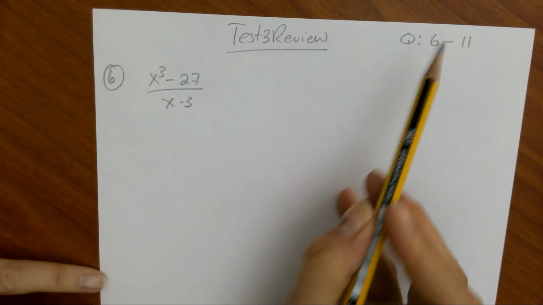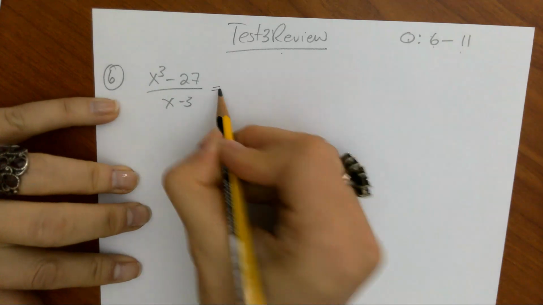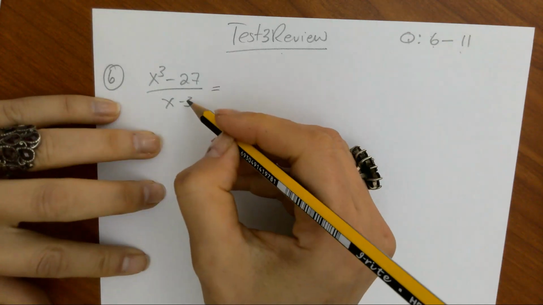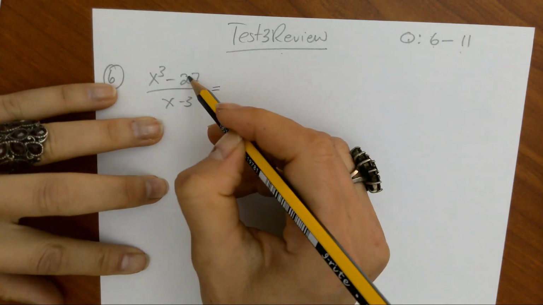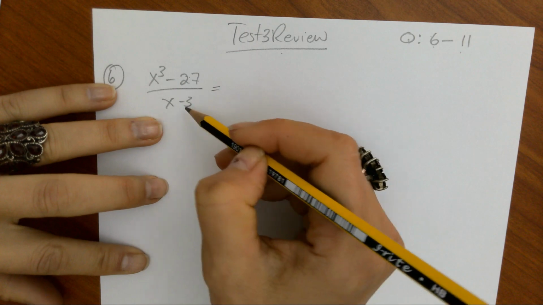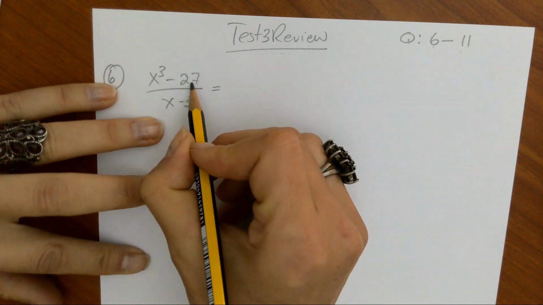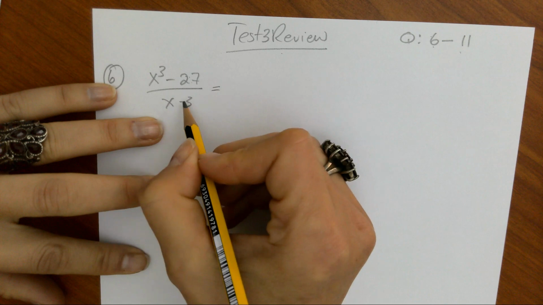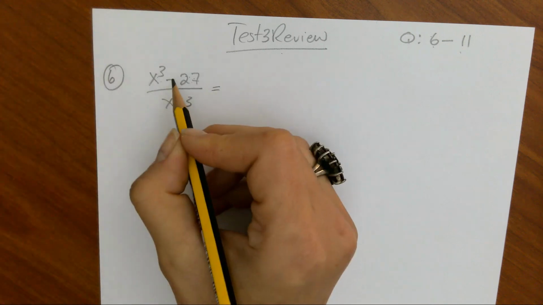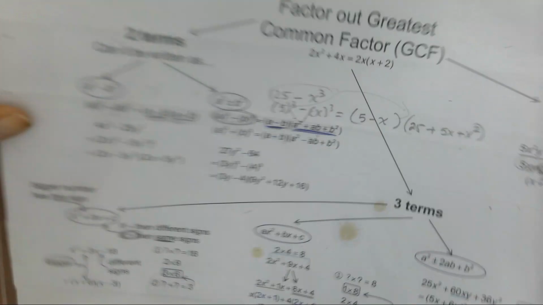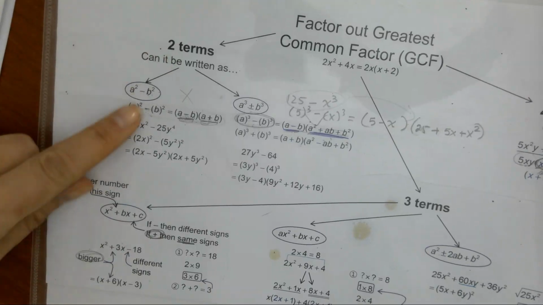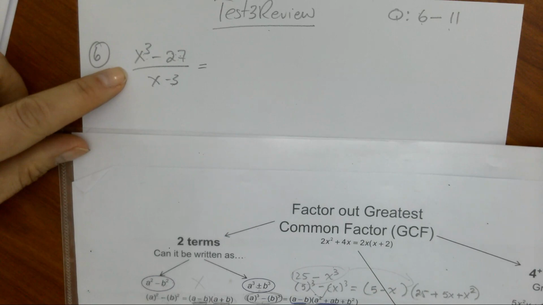Question 6 to 11. So this one I have to put in lowest terms, so I have to factor this. I can't factor this because it's already quite small. I have to factor this and see if I have a same over same. So this has two terms. Because it has two terms, I have to check to see if it's squares or cubes. Well, it looks like cubes.